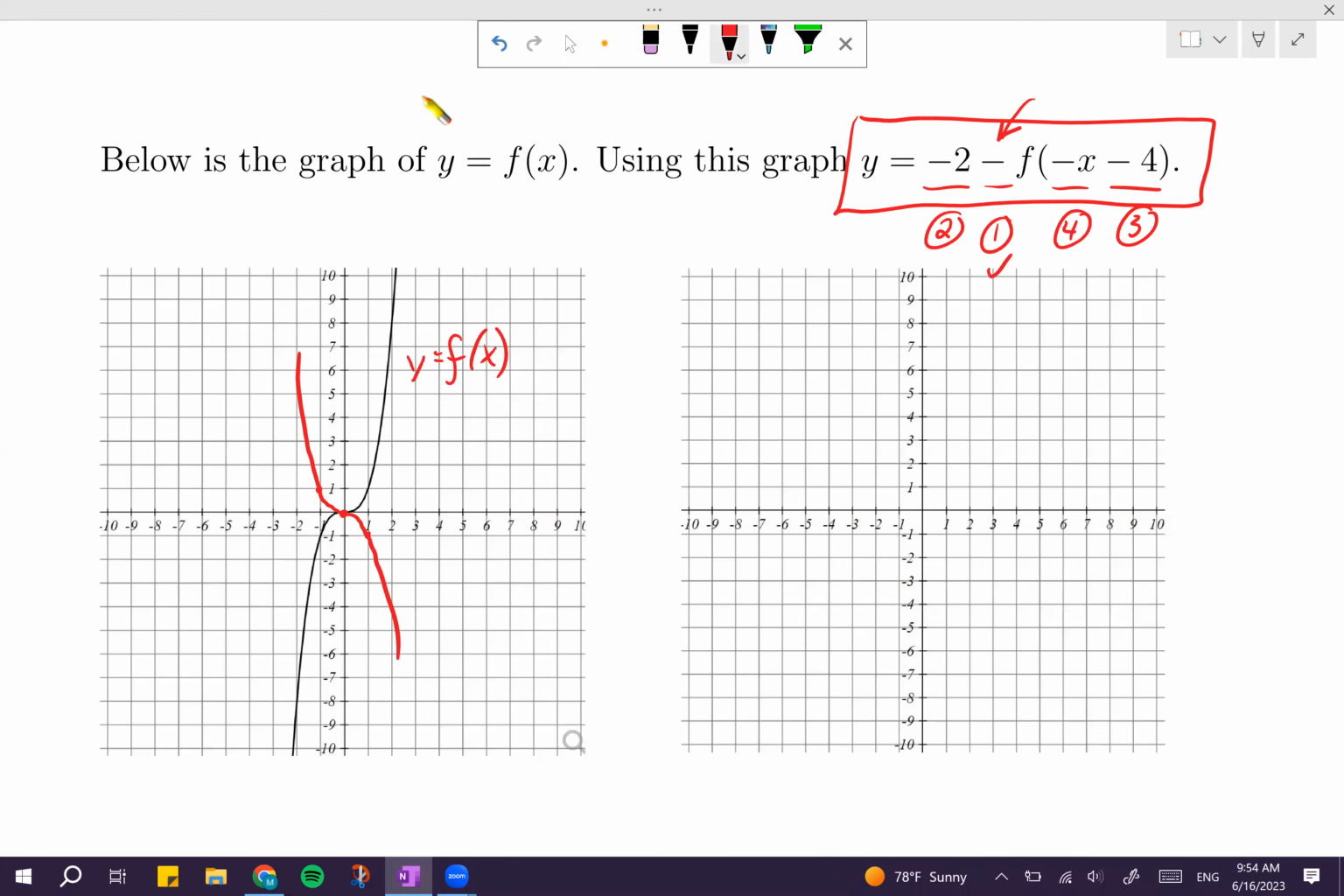Boom. This -2 right here says take all your points and move them down 2 units. So I'm going to move them down 2 units. And we get something like this.